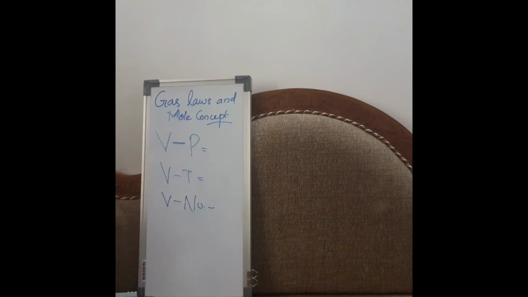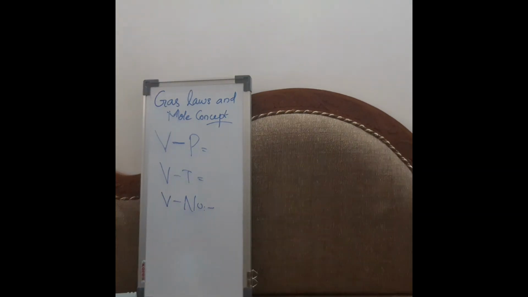So this is what we have learned in this class. First we have learned 6 main characteristics of a gas. Then we have learned what is volume, temperature and pressure, and also 3 relations.